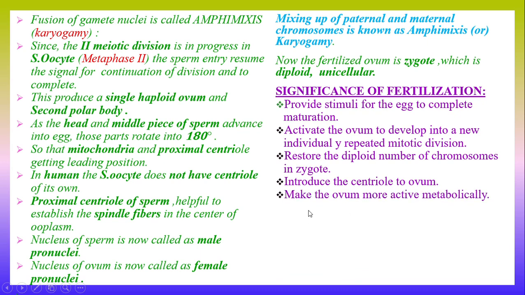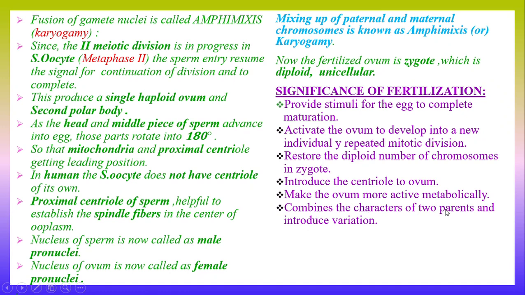Next, make the ovum more active metabolically. அது வரைக்கும் என்ன இருக்கும்? Inactive தான் இருக்கு. நல்லா கவனிச்சுக்கோ. Until the entry of the sperm, the egg or the secondary oocyte is inactive. Only by the entry of the sperm, the egg becomes stimulated to act metabolically.